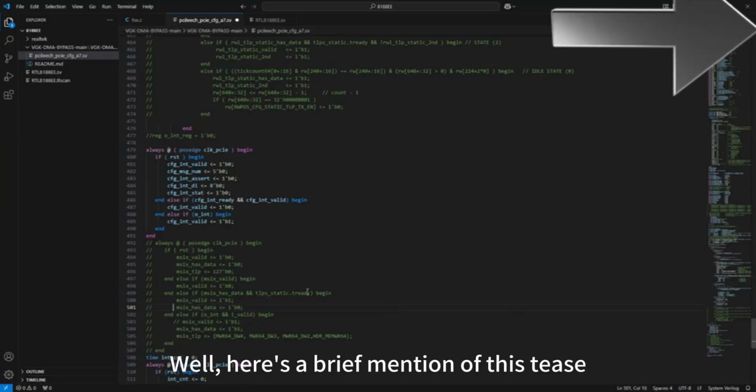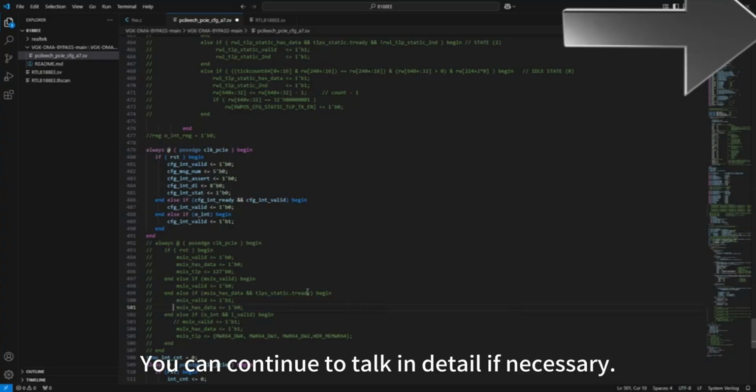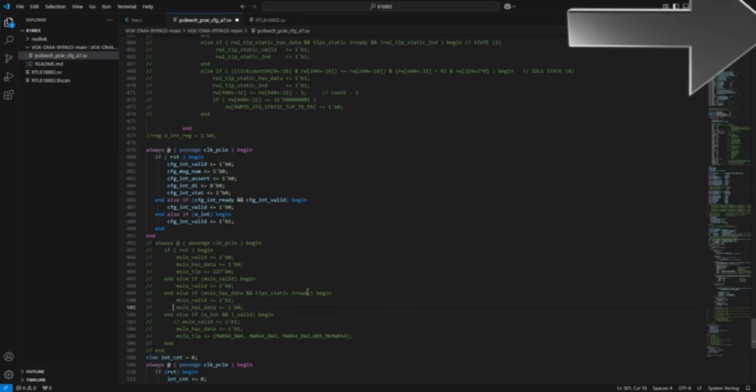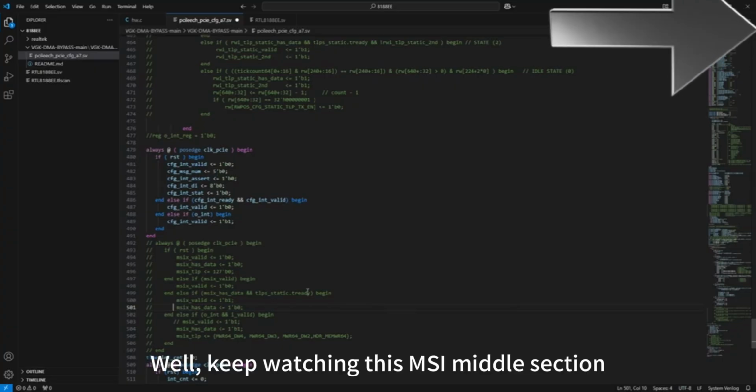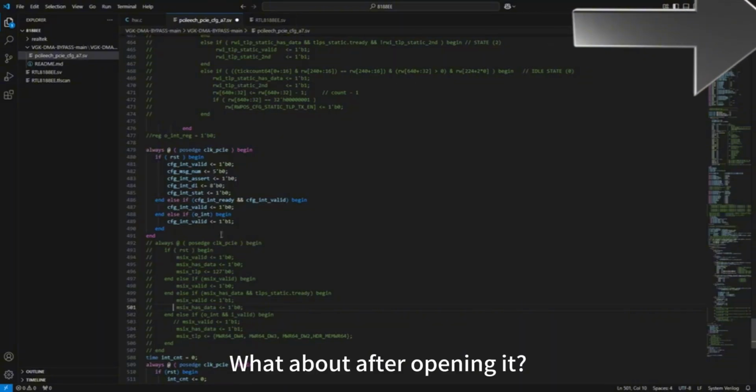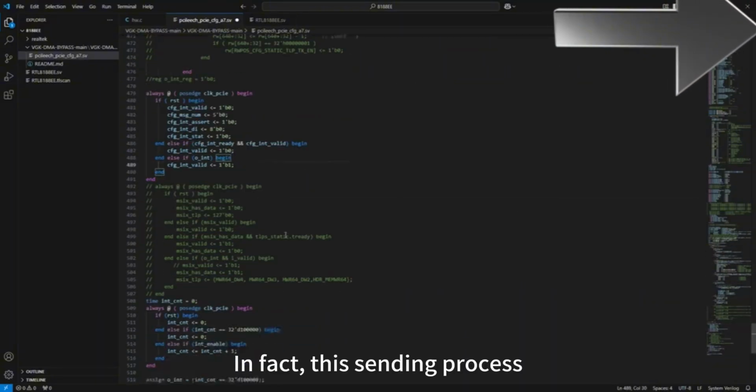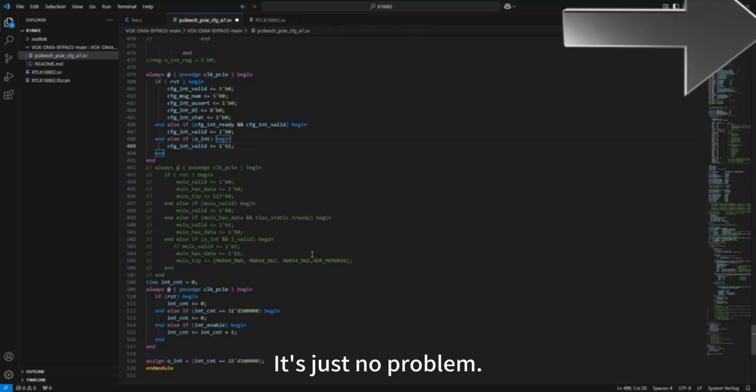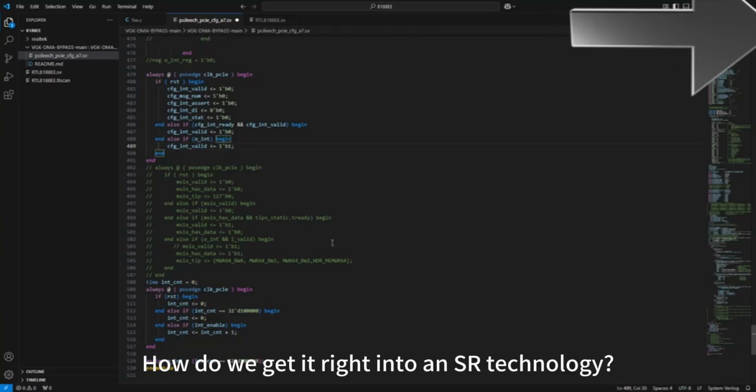Well, here's a brief mention of this. You can continue to talk in detail if necessary. Well, keep watching this MSI middle section. What about after opening it? In fact, this sending process, it's just no problem. Mainly lies in how do we get it right into an SR technology.